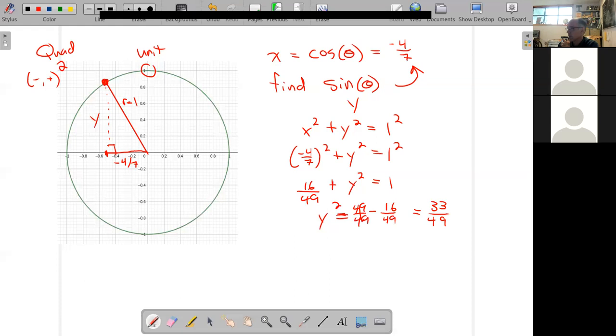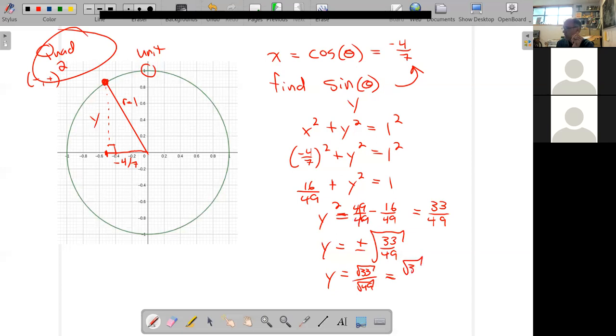And then to get rid of a square, I take the square root. So then I get y equals plus or minus, we have to make a decision, square root of 33 over 49. Now I know I'm in quadrant 2, right? That was part of the information I started with here. So that means y is positive, so I only want the positive version. And then 33, that doesn't sound special, 3 times 11, but 49 I know is 7 squared. So that means I can rewrite this as the square root of 33 over the square root of 49, and I know the square root of 49 is 7. So square root of 33 over 7 should be the y value here.